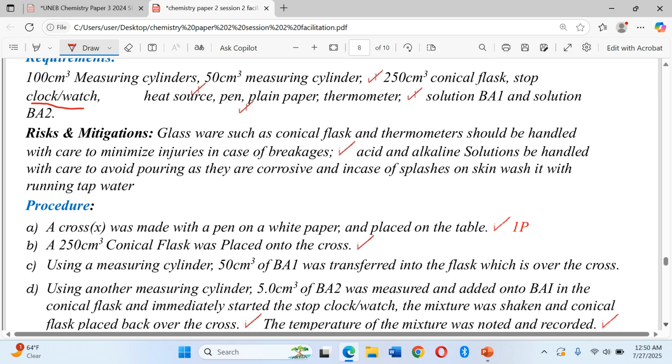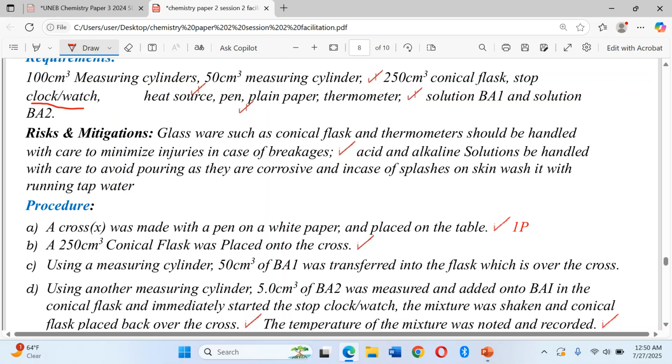Then we have risks and mitigations. I believe now we can do a lot with risks and mitigations. Here you're using a thermometer, you're using a conical flask, and all these can easily break. So handling them with care is paramount, it is crucial, and therefore we have to make sure that we identify the risks and we identify the mitigation.